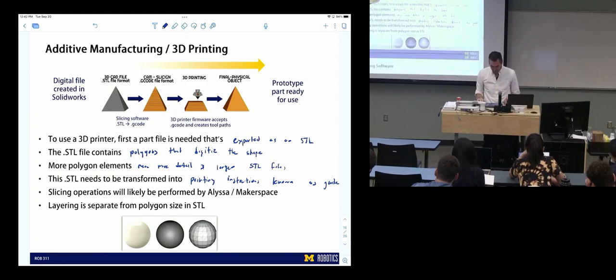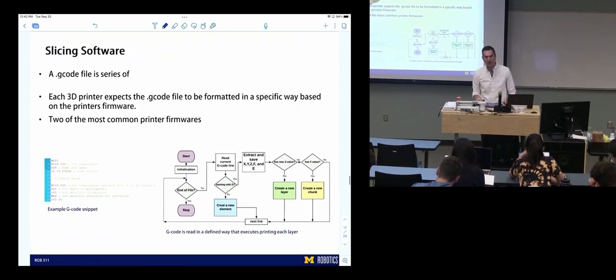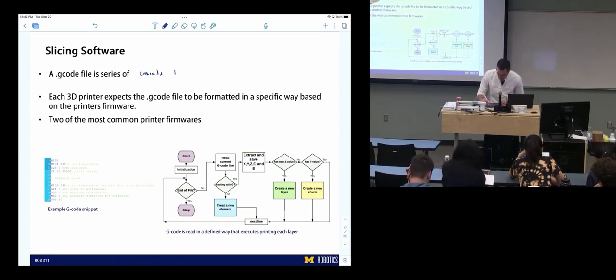Okay. What is G-code? G-code is a text file, a series of commands that tell the 3D printer how to print.